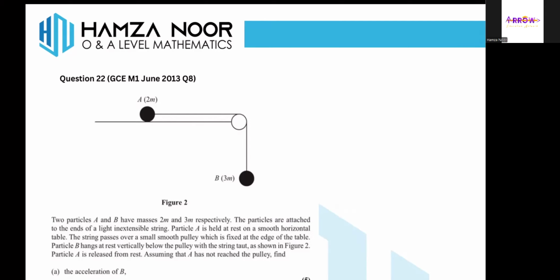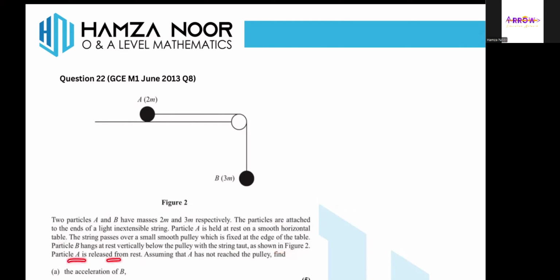So here we have handout question number 22. Okay, this handout is basically for chapter number 4, the dynamics of particles. So here we have question number 22 of the handout, which is GCE M1 June 2013, question number 8. The question says that two particles A and B have masses 2m and 3m kg respectively. The particles are attached to the ends of a light inextensible string. Particle A is held at rest on a smooth horizontal table. The string passes over a small smooth pulley which is fixed at the edge of the table. Particle B hangs at rest vertically below the pulley with the string taut as shown in figure 2.